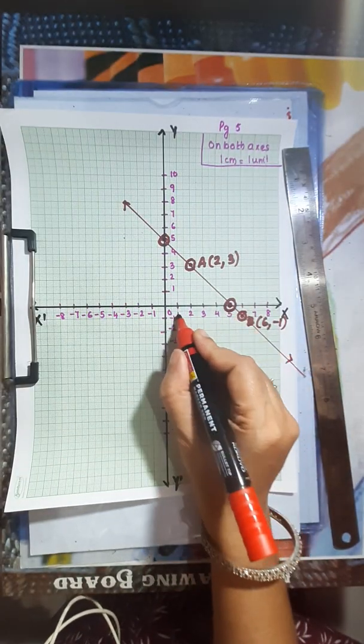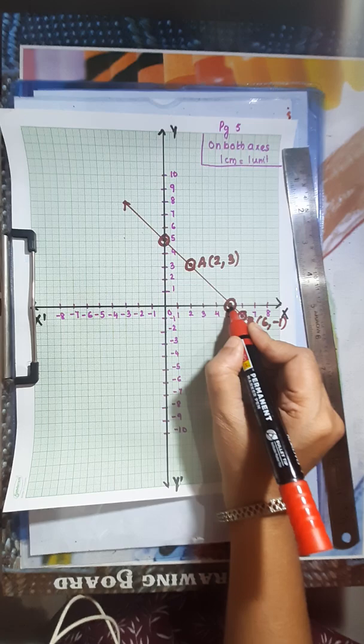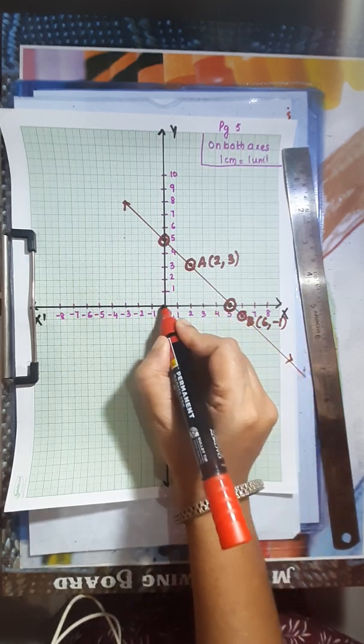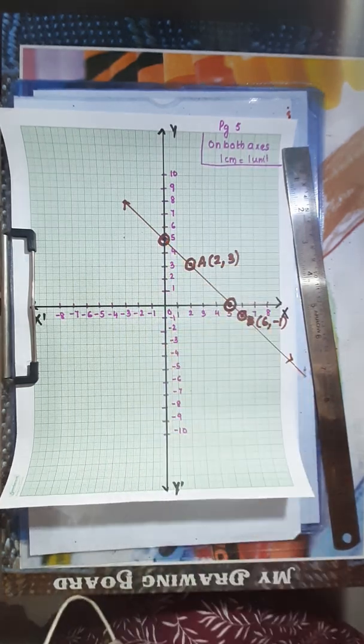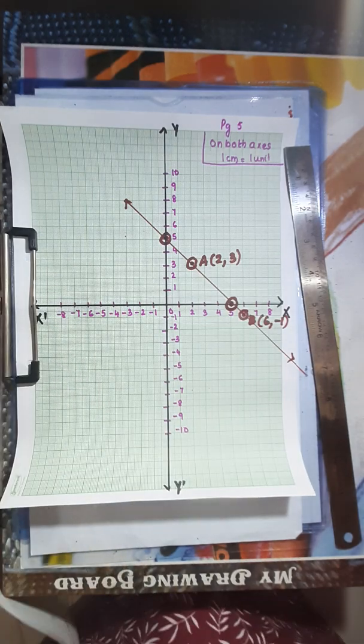Look very carefully. X-axis 1 2 3 4 5, (5, 0). Y-axis 0 and then you climb 1 2 3 4 5. So (0, 5). Is that clear?